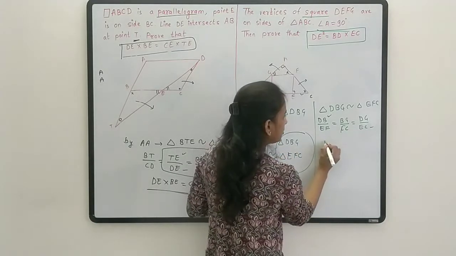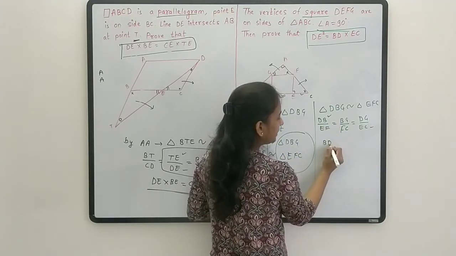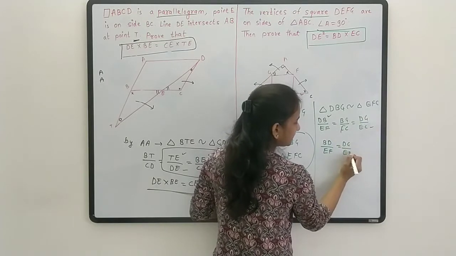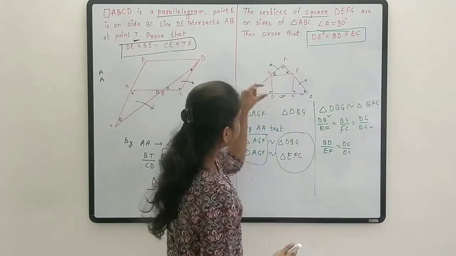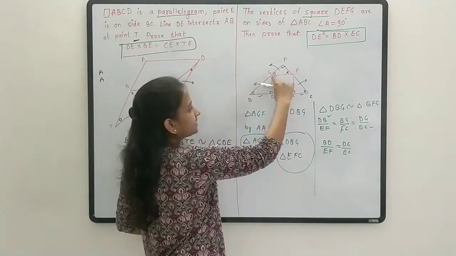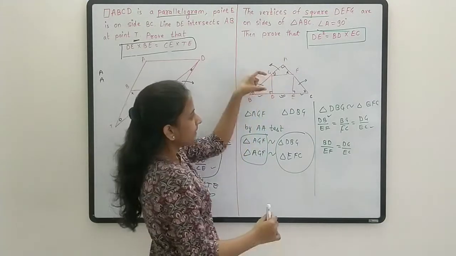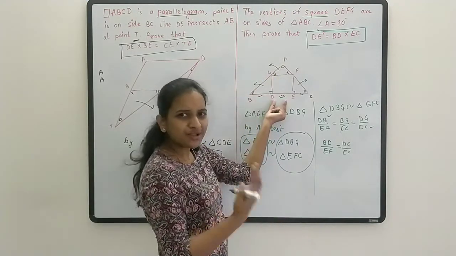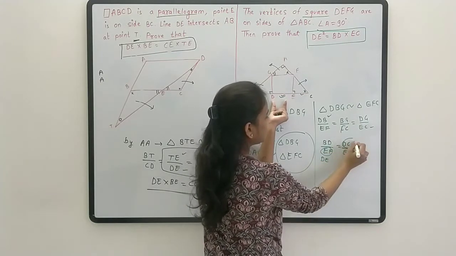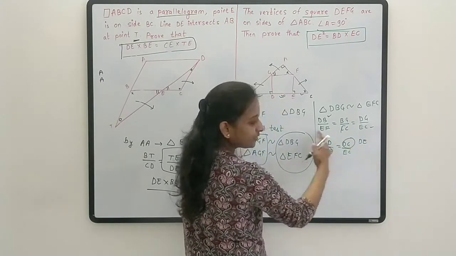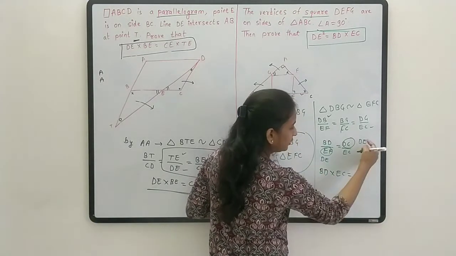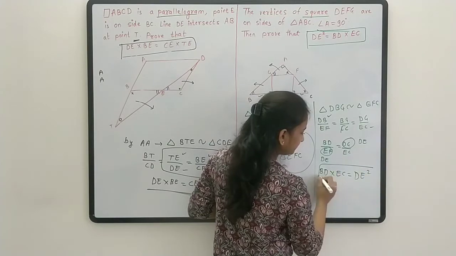Fine. So for DB I am writing BD by EF is equal to DG by EC. Now EF means this and DG means this. As they are sides of the square, we can replace these sides with DE because all sides are equal. So for this we can write DE and for this we can write DE. By cross multiplication we can say BD into EC is equal to DE square.